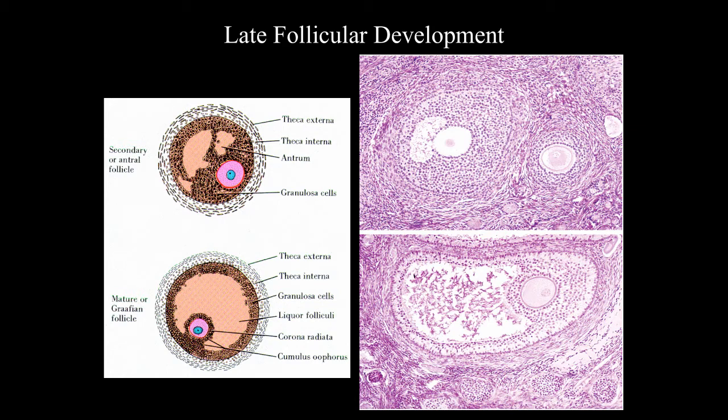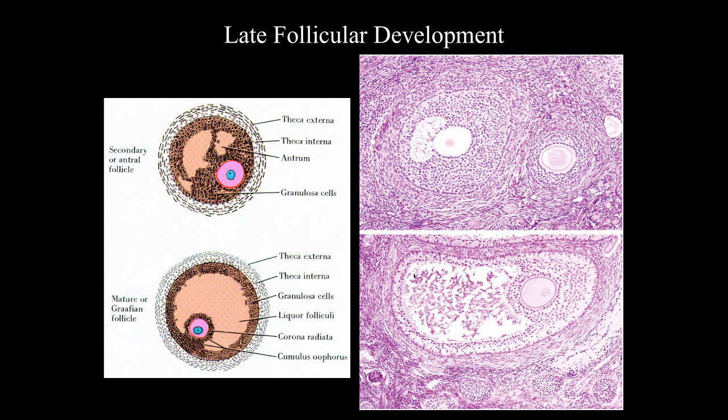Here are follicles in a later stage of development. So here's what's called a secondary or antral follicle and a mature or Graafian follicle. You can see the histological images of the secondary or antral follicle. You're beginning to see a space that's forming, and we'll talk about this in just a second, but you're beginning to see this antral space forming in these later stages of follicular development. When you see the antral space, we call this a secondary follicle.